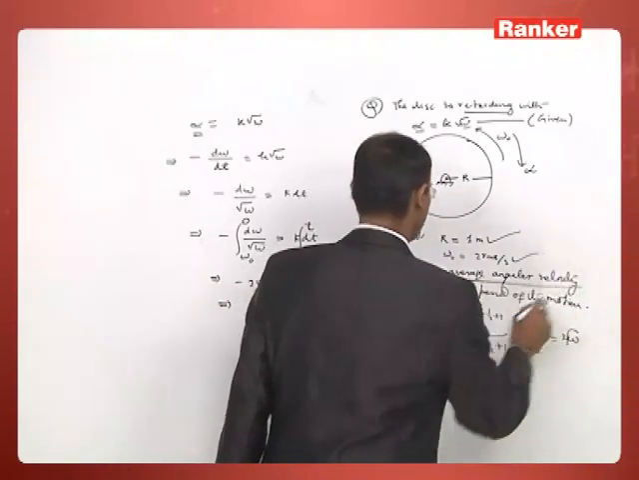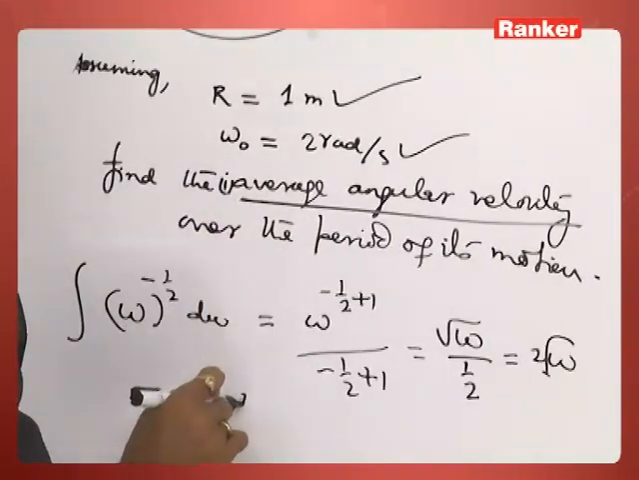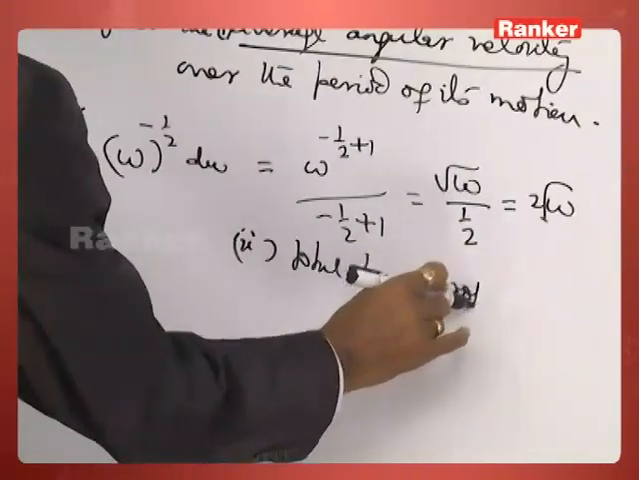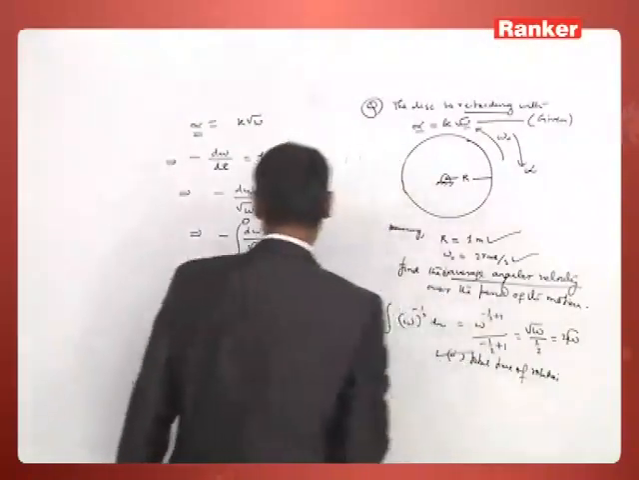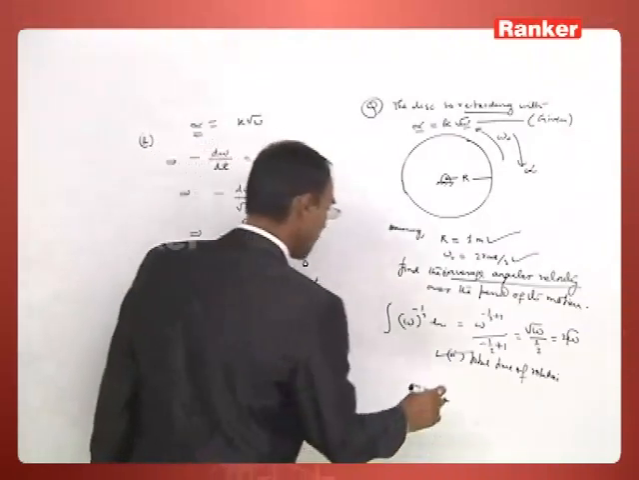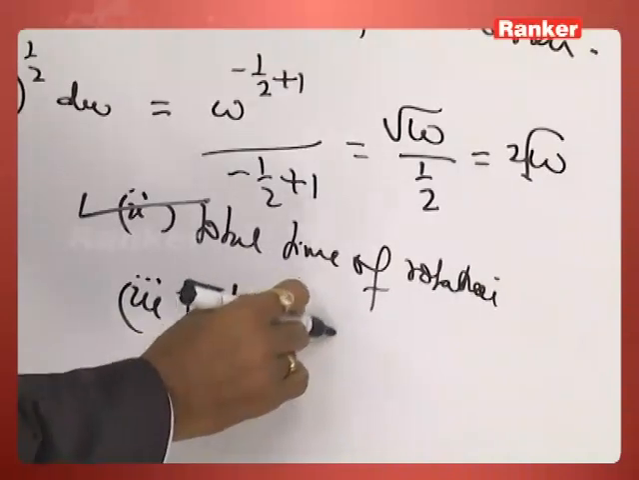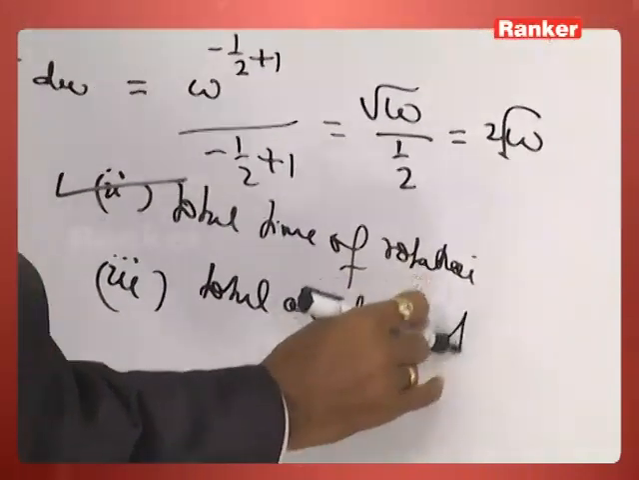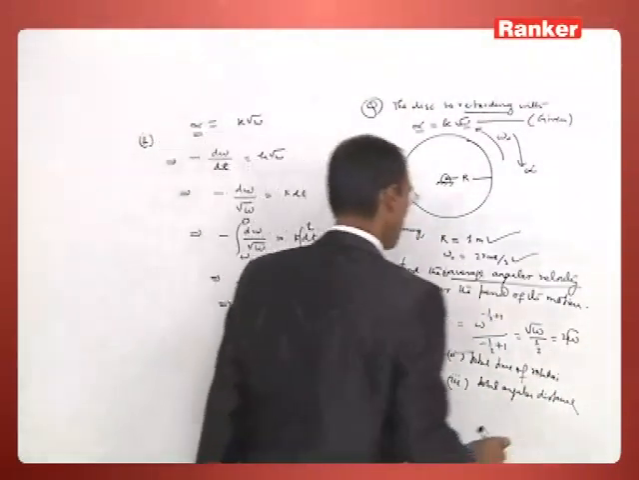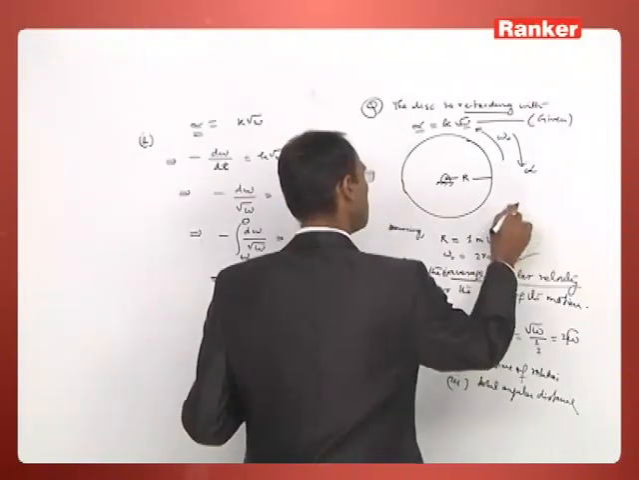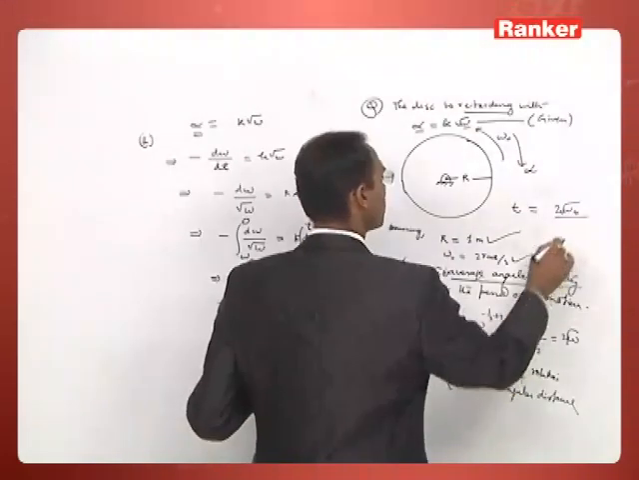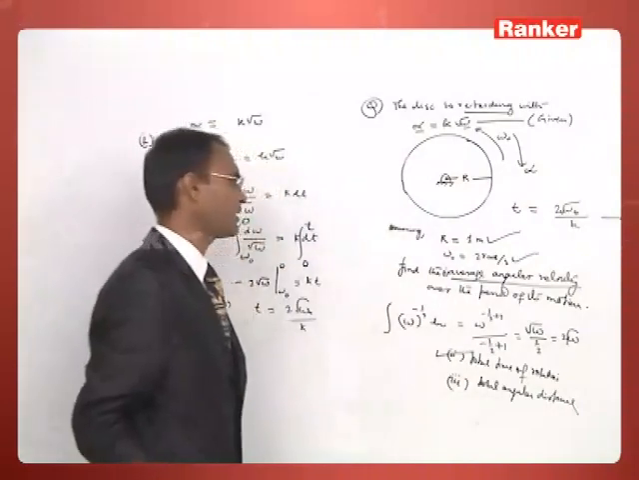Find the average angular velocity. Find the total time of rotation. This is the total time of rotation. Next, you need to calculate the total angular distance covered by the disk till it stops. So, how much did you get? The time of motion is 2 into square root of omega naught upon k. Equation number 1.